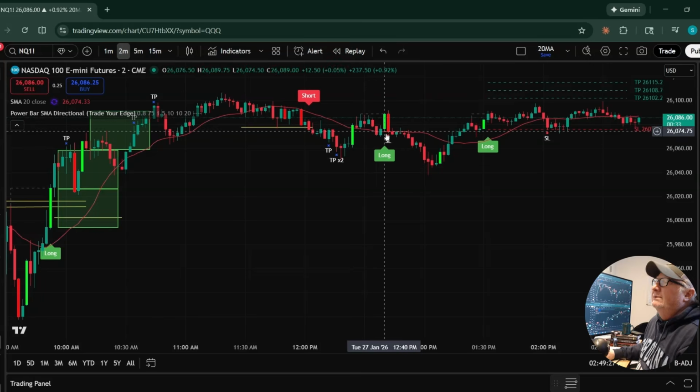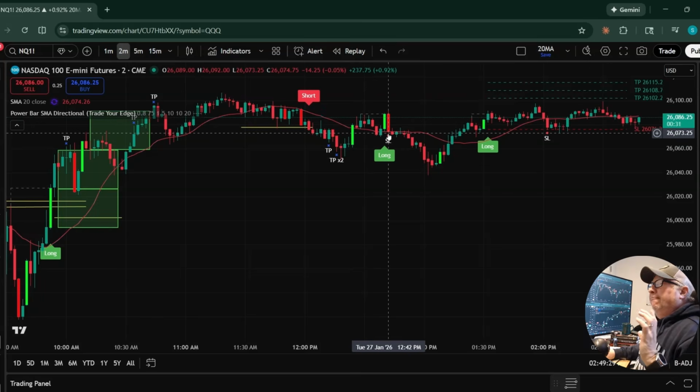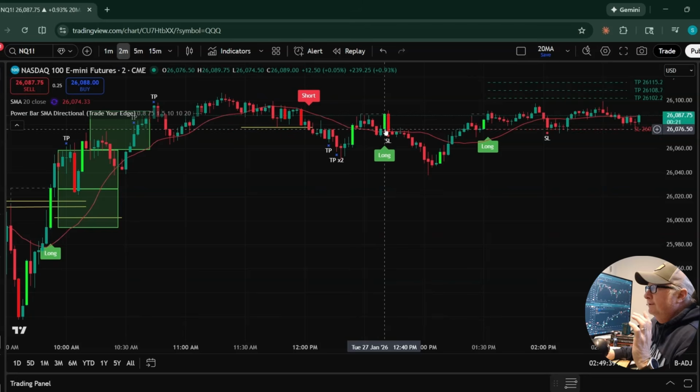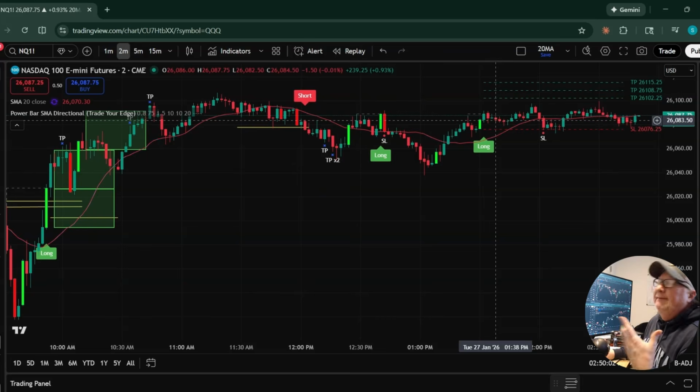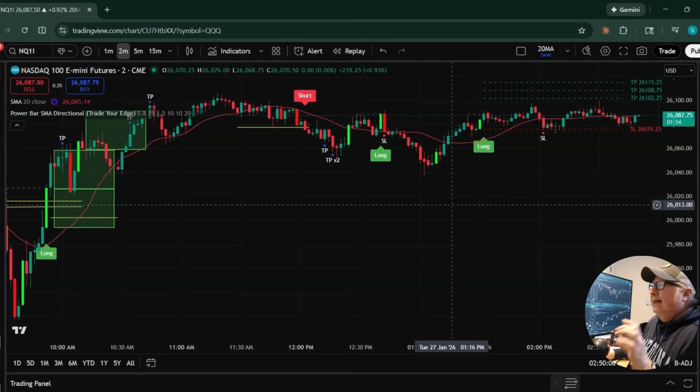And then there are a couple of stop losses. This stop loss, you end up losing about 12 or 15 points. And in this stop loss, you end up losing about 10 points. That's an important feature of the power bar setup that I think a lot of people overlook.